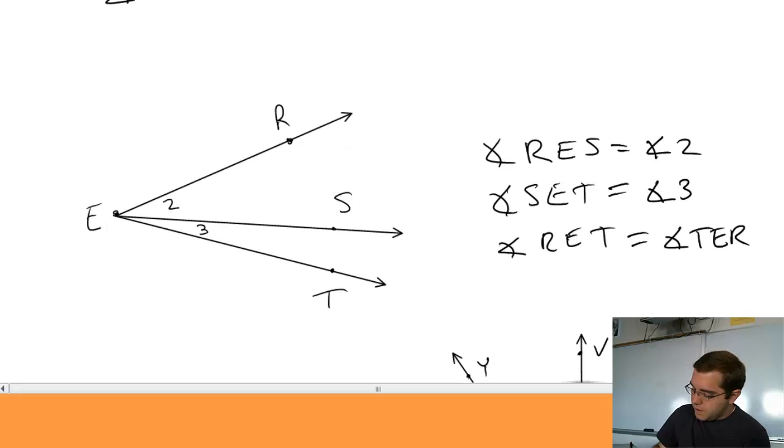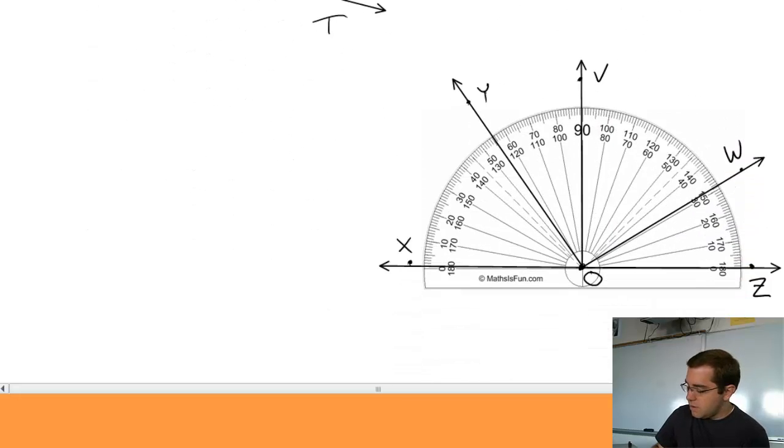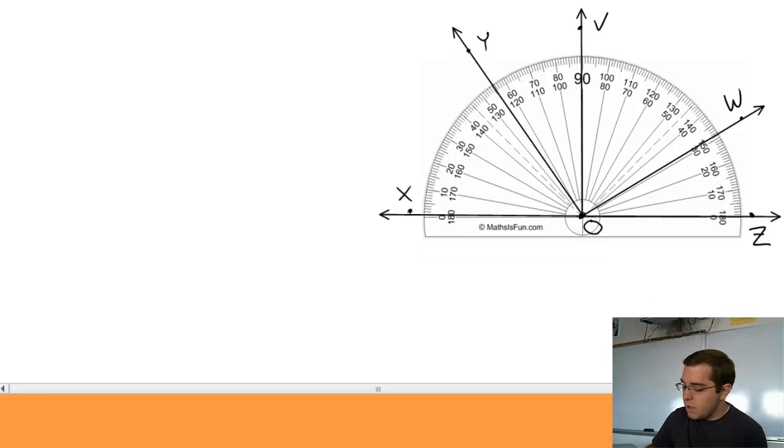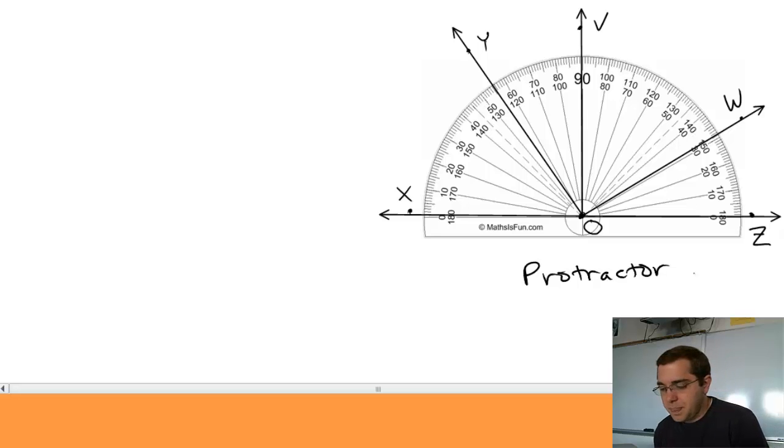Now most of you, I'm sure, have seen one of these before. It's called a protractor, spelled like that. A protractor is a device used to measure an angle. In this class, for now, our angles will be measured in degrees, where the degree symbol is a little circle to the right of the number.